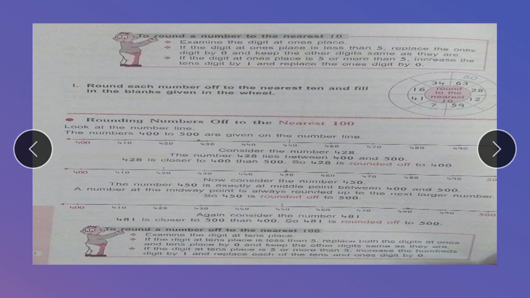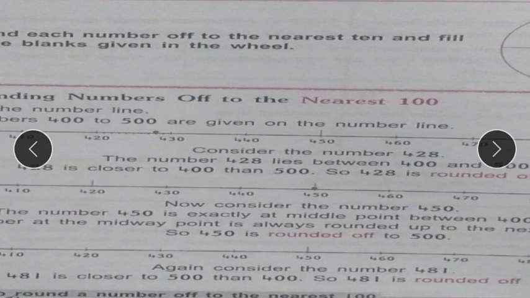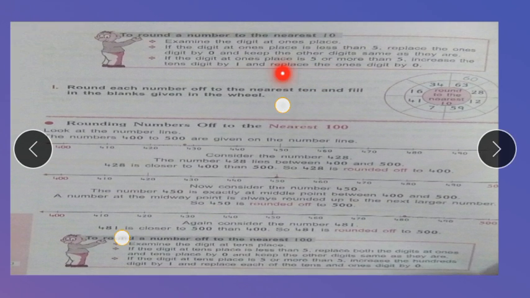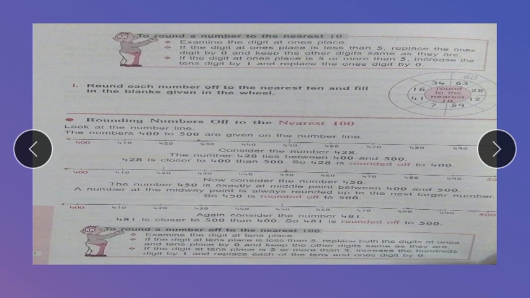Now see, rounding numbers off to the nearest 100. Now you have to round off the number to the nearest 100. Look here. The numbers 400 and 500 are given on the number line. Here 400 to 500 numbers are given on the number line, like 400, 410, 20, 30, 40, 50, 60, 70, 80.